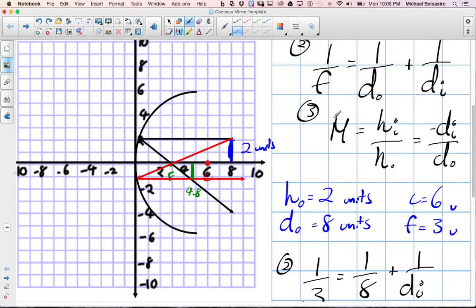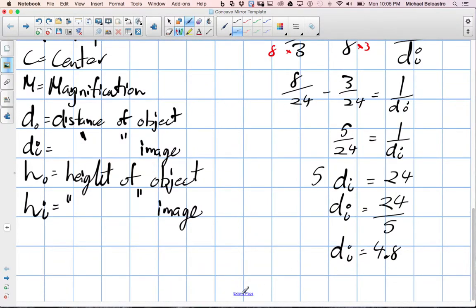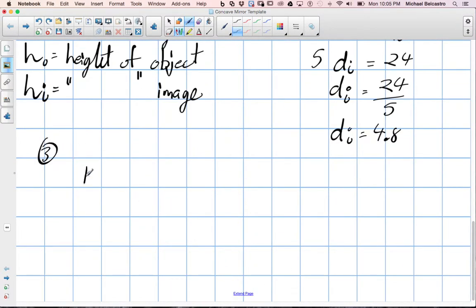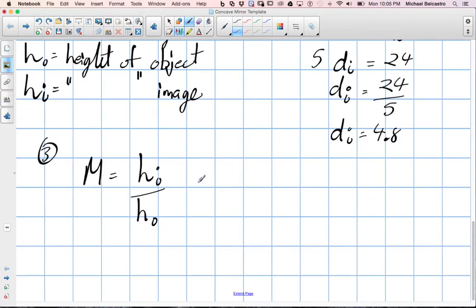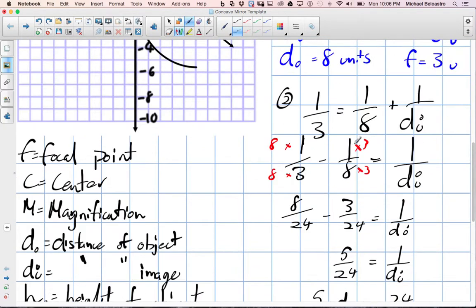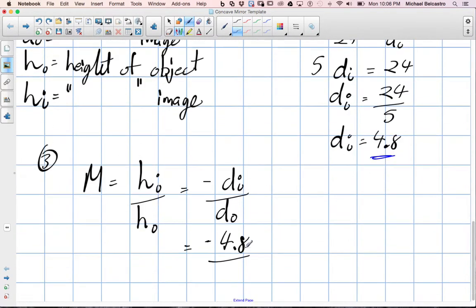Okay, so we'll use our third formula here. So we scroll down. Third formula states that the magnification is equal to the height of the image over the height of the object, which is equal to negative the distance of the image over the distance of the object. And we have a bunch of this information. We just found the distance of the image, okay, and it's 4.8, so we have negative 4.8 divided by the distance of the object. We had that up here, that was 8.